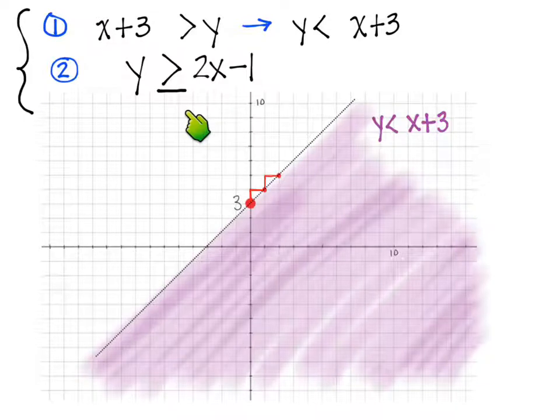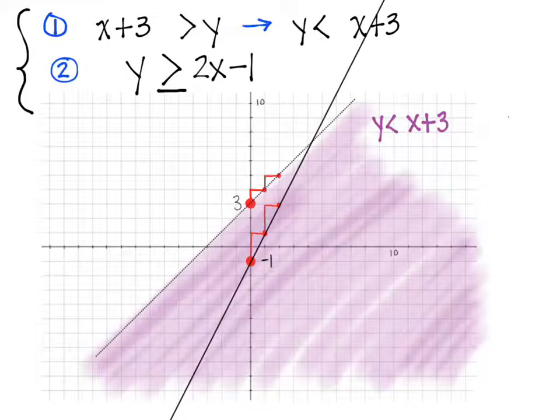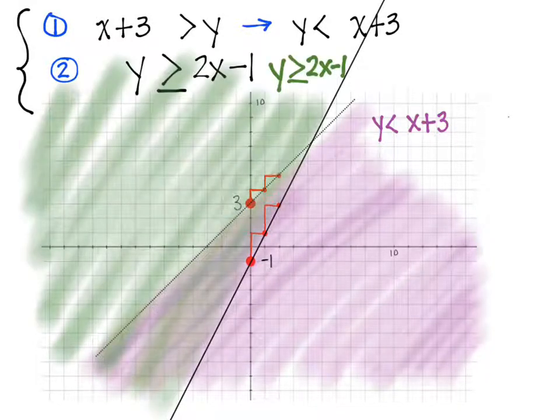This other one says we're going to be going above the line and it's going to be equal to, so we're going to use a solid line. We go to -1 and put a dot. The slope is 2, so we're going to go up 2 and over 1, up 2 and over 1, and I'm going to connect those with a solid line. And again, this says shade above, so I'm going to shade above that green.